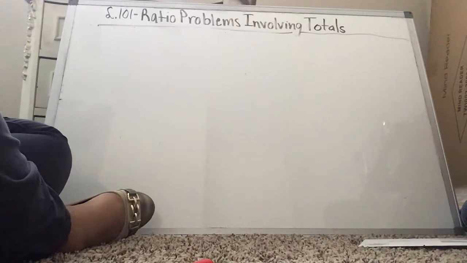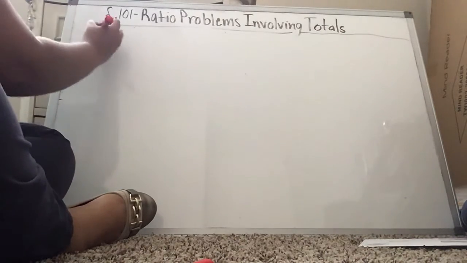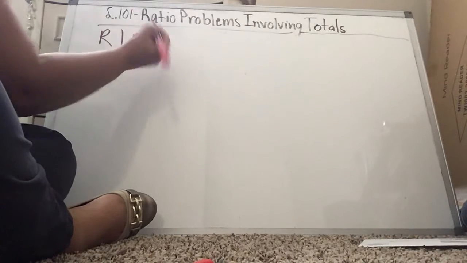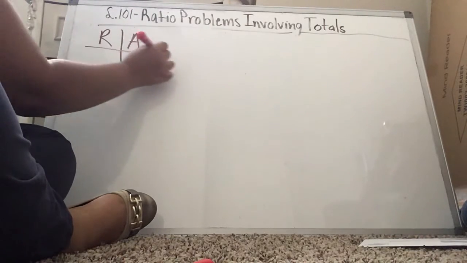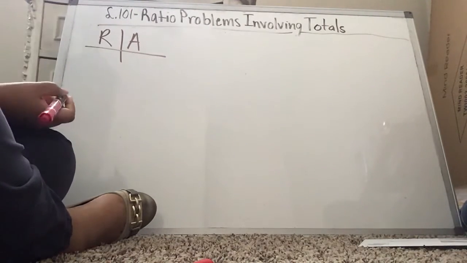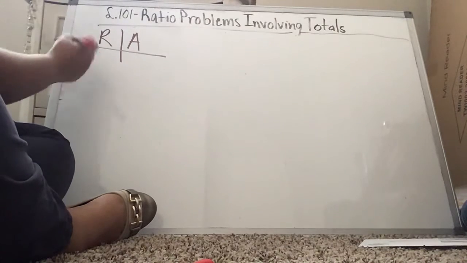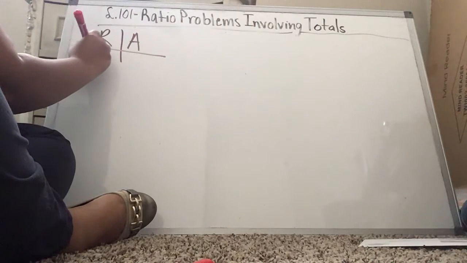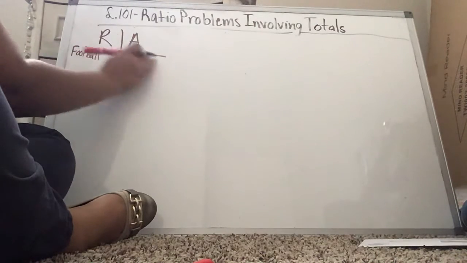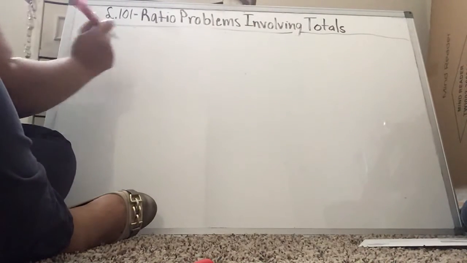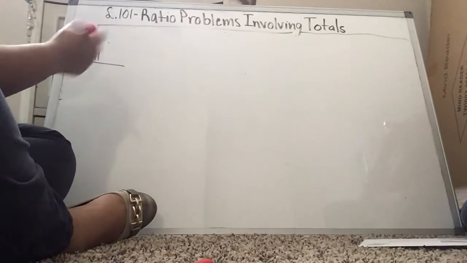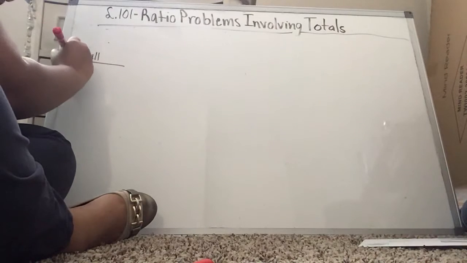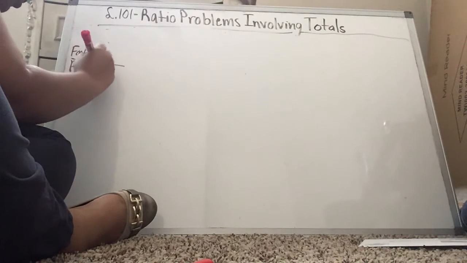So the second example, I'm just going to use R and A to write it shorter. So we have, it's comparing football players to, excuse me while I get this chart together. It's comparing football players to band members.